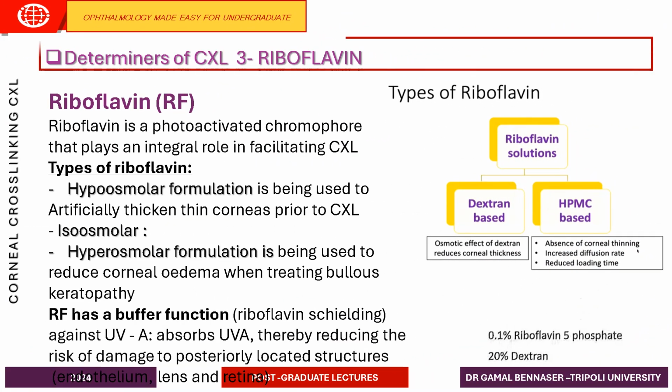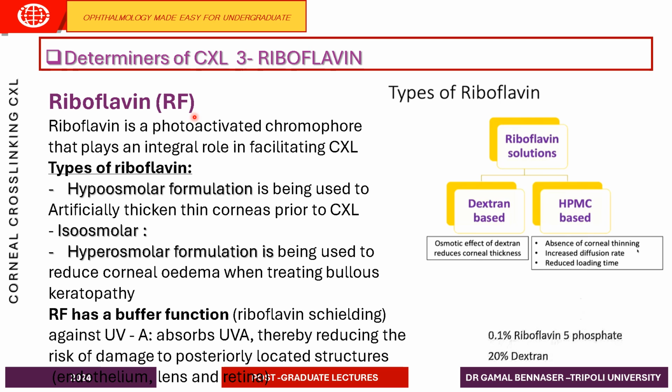Now we come to the third determinant of successful cross-linking, which is the riboflavin. Riboflavin, or vitamin B2, is a photoactivated chromophore. It means that this is a colored material that, when exposed to ultraviolet, will absorb the specific wavelength of the ultraviolet, get activated and converted to an active riboflavin form, and also release certain free radicals. These are responsible for the photooxidative reaction between the collagen fibrils, creating the bonds between collagen fibers and leading to the cross-linking.